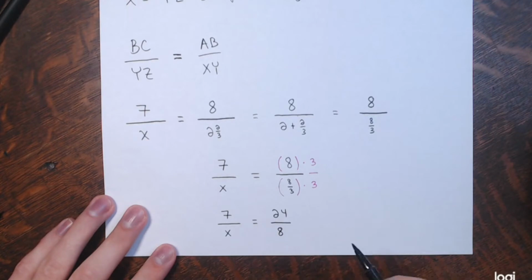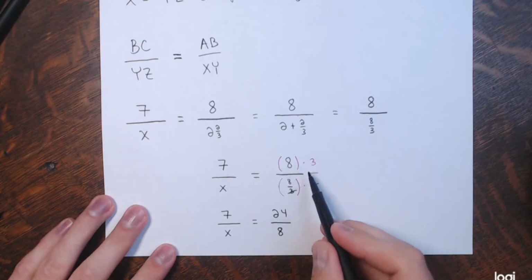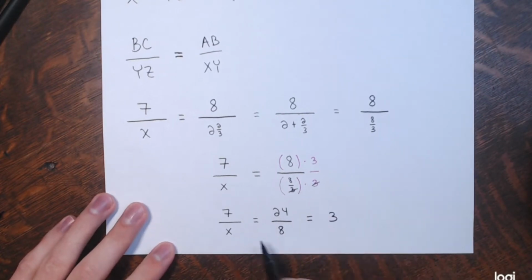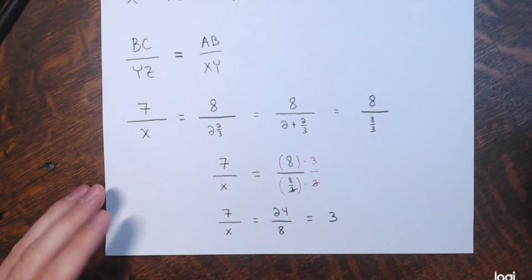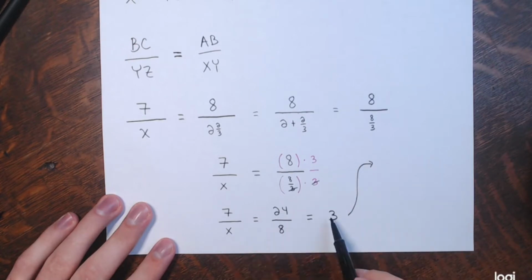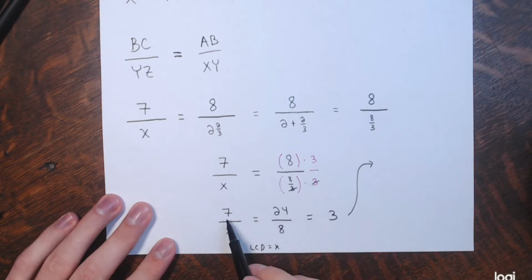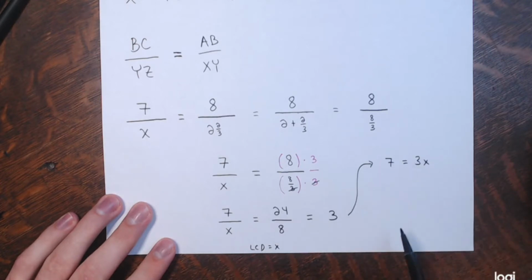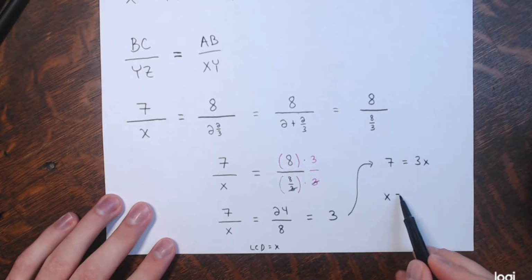And this reduces nicely, actually. 24 over 8, you'd be left with just 3. So 7 over x equals 3. Then I multiply both sides by x, the LCD. That's the only denominator now. So the left side would be 7 when I multiply by x, the right side would be 3 times x, and then dividing by 3, x would be equal to 7/3.